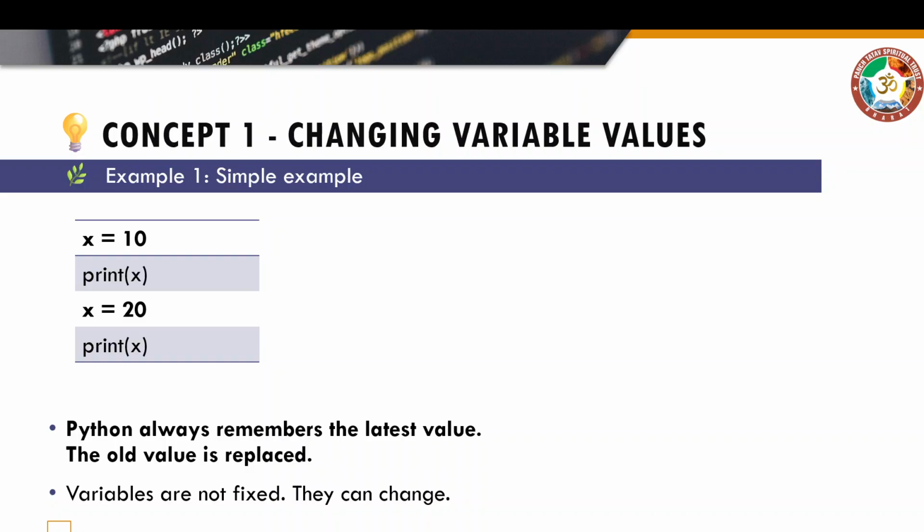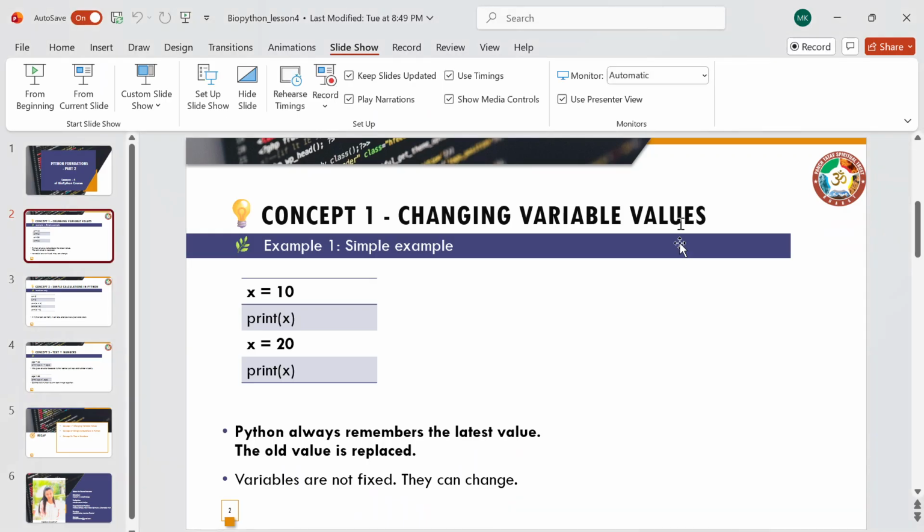Similarly, a variable does not permanently store one value. So a variable can be updated with a new value at any time. So a variable is not fixed. Let's see a very simple example of this concept.